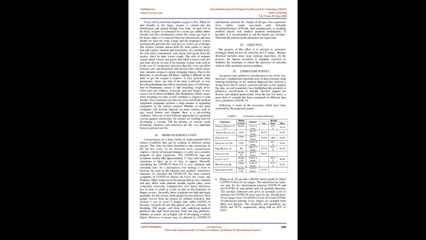Generally, these symptoms are light and begin gradually. For this reason, some people become infected without noticing. Most people recover from the disease with primary treatment. But around 1 out of every 5 people who get COVID-19 become seriously ill, and that patient has difficulty breathing. Old people, and those with underlying medical problems like high blood pressure, heart and lung problems, diabetes, or cancer, are at higher risk of developing a serious illness. However, everyone may be affected by COVID-19 and become seriously ill.